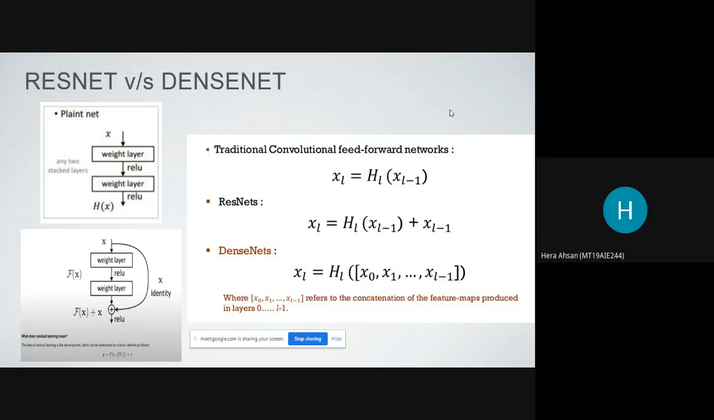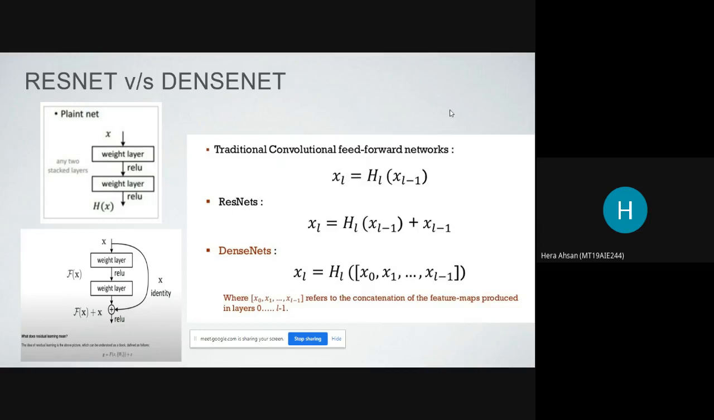So consequently, the Lth layer receives the feature maps of all the preceding layers, which are x0 to xL-1, as input, where x0 to xL-1 refers to the concatenation of the feature maps produced in layers 0 to L-1. Now, because of its dense connectivity, we refer to this network architecture as a dense convolutional network. And for ease of implementation, we are concatenating the multiple inputs of the identity function.